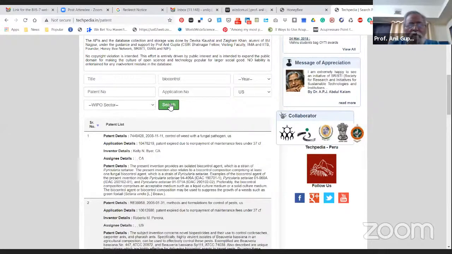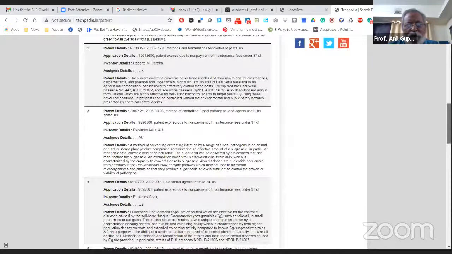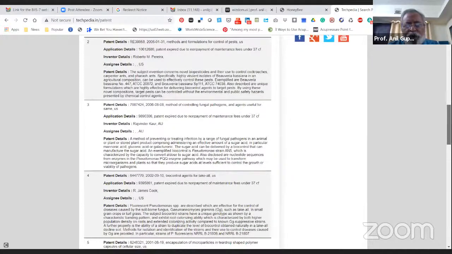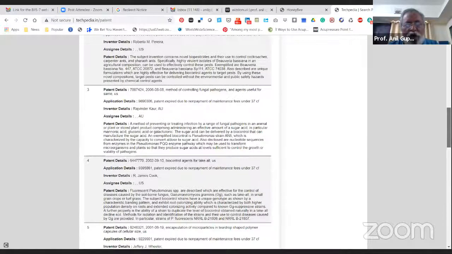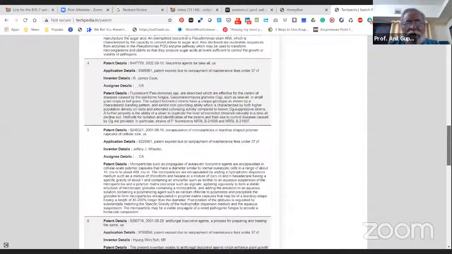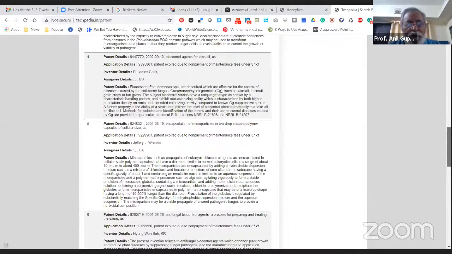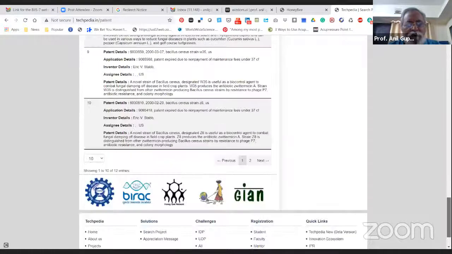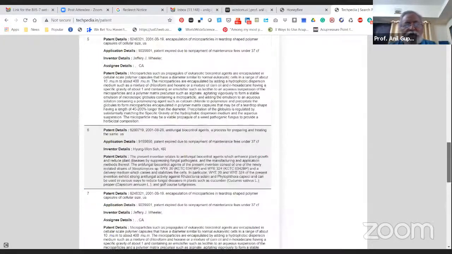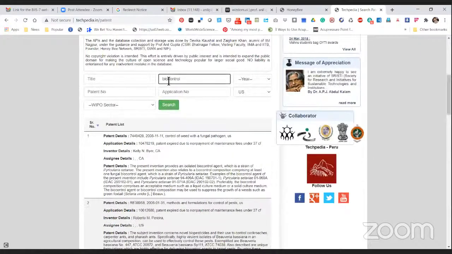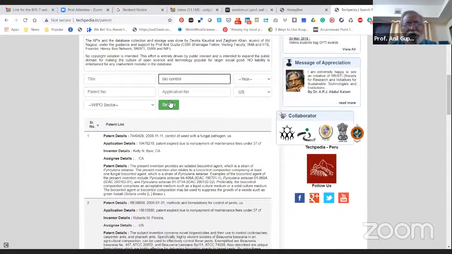Control of weed with fungal pathogen, that is a biocontrol agent, correct? So this is biocontrol for soil-borne fungus, encapsulation of microparticles in teardrop-shaped polymer capsule of cellular size. So these are biocontrol agents. How many do we have on biocontrol? We have about 12 entries on biocontrol. Let me see whether we use the word biocontrol separately. Does it make any difference? It should.